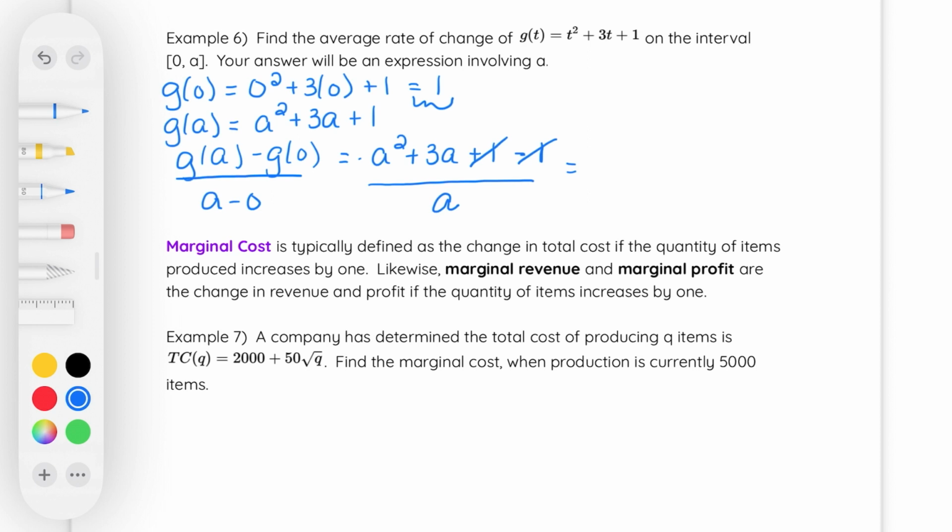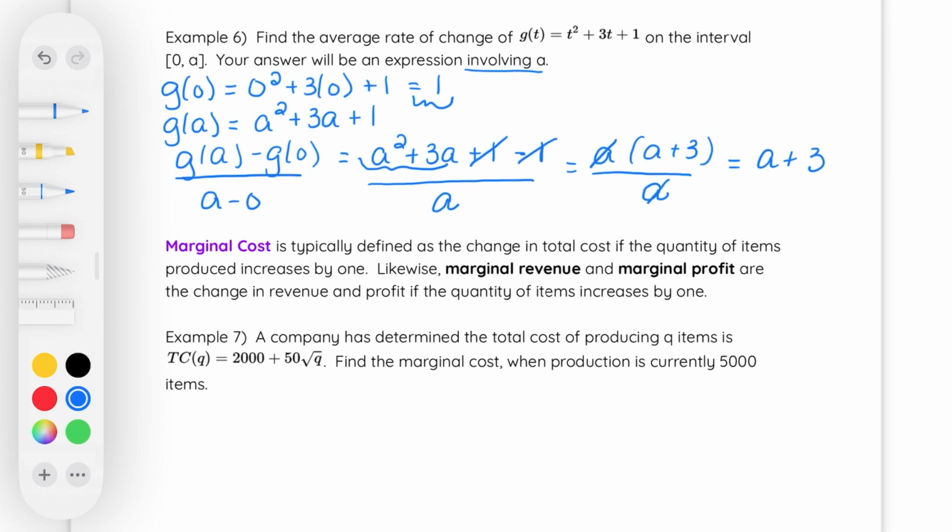I also see that I can factor. I have a greatest common factor of a, leaving me with a plus 3 over a, which now allows me, since I have a common factor in my numerator and denominator, to eliminate these a's, leaving me with a plus 3. Your answer will be an expression involving a, was our hint that we do just have a plus 3 left.